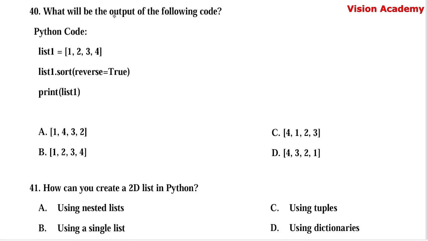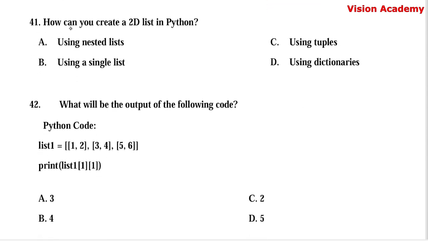Question number 40. What will be the output of the following code? Python code: list1 = [1, 2, 3, 4], list1.sort(reverse=True), print(list1). Option A 1, 4, 3, 2. Option B 1, 2, 3, 4. Option C 4, 1, 2, 3. Option D 4, 3, 2, 1. Here you can observe the list consists of all the elements in increasing order, and after using the sort method with reverse equal to true, it is going to print all these elements in decreasing order, that is 4, 3, 2, 1. Here you can observe option D, 4, 3, 2, 1, hence it is the right answer.